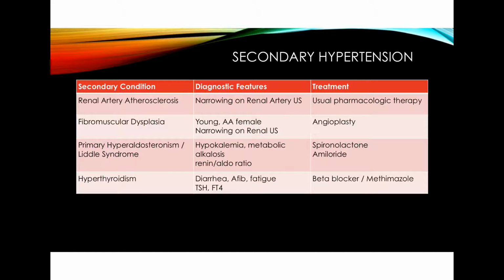Hyperthyroidism can often be an under-recognized cause of difficult-to-control secondary hypertension. You should suspect it in particularly older patients who have unexplained atrial fibrillation, as well as diarrhea, fatigue, decreased energy, depression, and it'll be diagnosed by obtaining a TSH and free T4 levels. It's typically treated using beta blockers and a thyroid-suppressing drug such as methimazole or propylthiouracil.